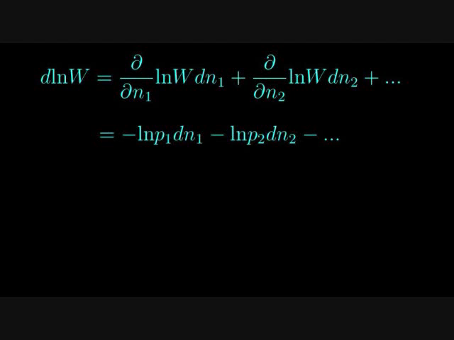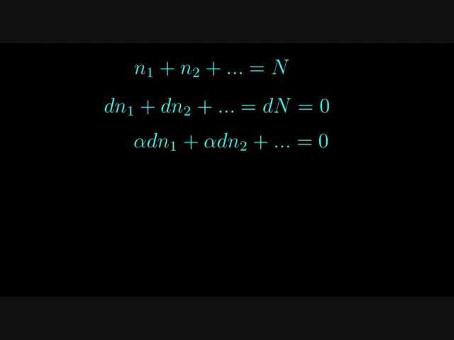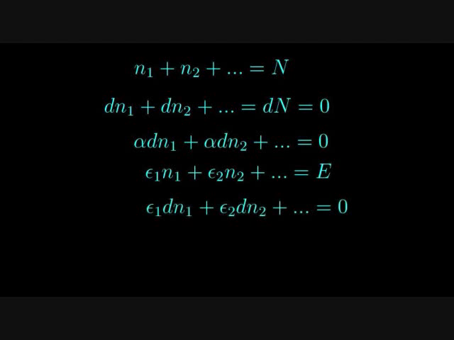To take these constraints into account, write N as the sum over n sub i. Take the differential of both sides, noting that the change in total system number is 0. Multiply both sides by an arbitrary number, alpha. Now write the energy conservation equation. Take the differential of both sides, assuming that the energy levels can't change and that the change in total energy must be 0. Multiply both sides by negative beta, an arbitrary number.